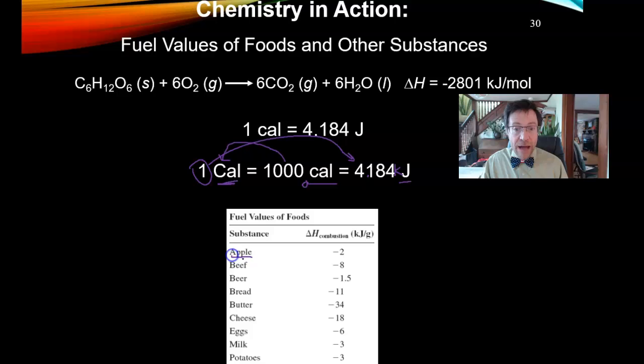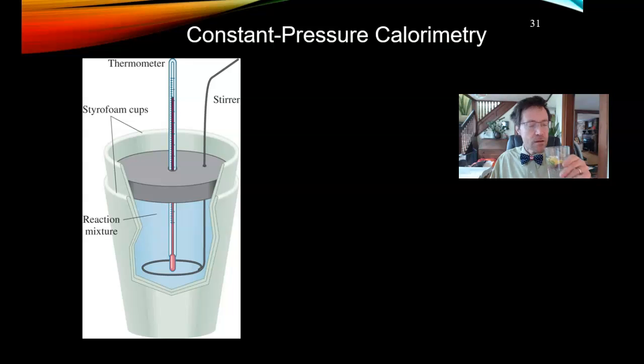So just to give you an idea of what kind of energy we're talking about when we talk about kilojoules, an apple has about 2 kilojoules. Serving of beef, about 8. Do you guys get what I'm saying? Ooh, butter, dude. That's why we love butter, let's be honest, because it's so delicious. It puts out so much energy. That's why. All right.